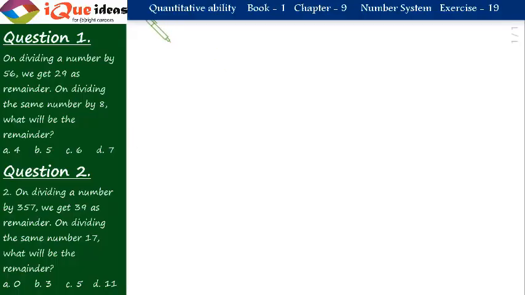Now let's take up questions from exercise 19. So the first question. On dividing a number by 56, we get 29 as the remainder. I hope you remember dividend n is equal to divisor into quotient plus remainder. Here the number n can be written, dividing by 56, so divisor is 56 into q plus remainder is 29.